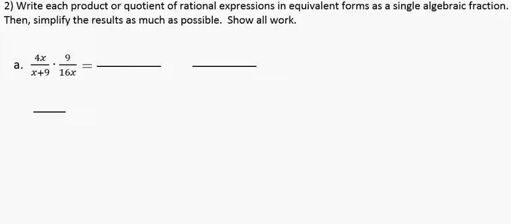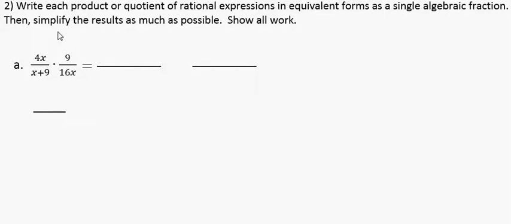I will use the problem from the first practice test. I can tell it's a rational function first of all because it's set up as a ratio or a fraction. I have a numerator over a denominator, 4x over x plus 9 times 9 over 16x. The instructions say find each product or quotient of the rational expressions, then simplify the results as much as possible.